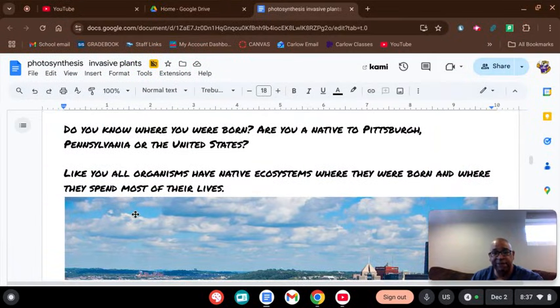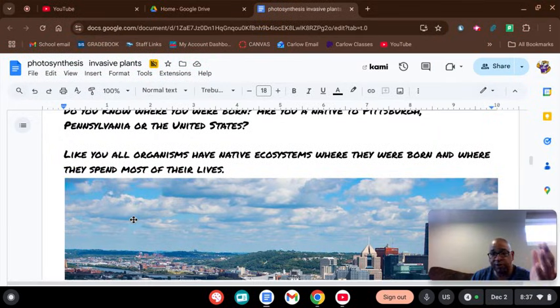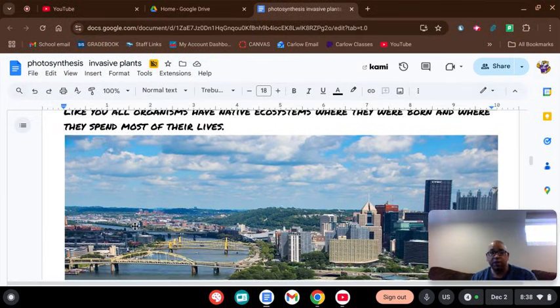Now, make sure that you put all this down. Like you, organisms have natural or native ecosystems where they were born and where they spend most of their lives. Now, moms and dads, we're going to put a picture of wherever your son or your daughter was born. If they were born in McKeesport, put down a picture. If you can find a picture of McKeesport, put that down. If not, put down downtown Pittsburgh. If they were born in Dallas, Texas, put one in Dallas, Texas. If they were born in Baltimore, put one in Baltimore. Wherever they were born, and eventually they moved to South Park, have them put that picture. Now, if you were born in a different country, be proud of that. Put that in your notes, all right?